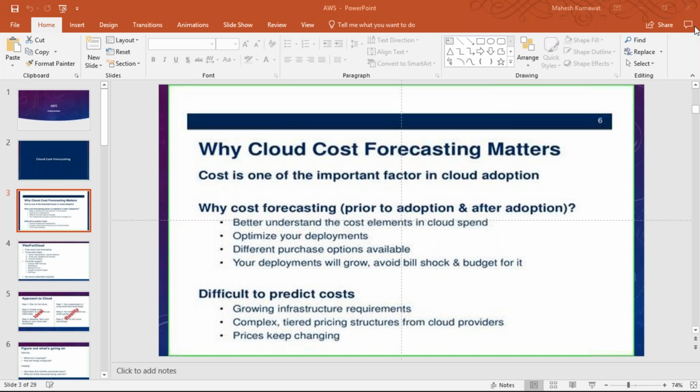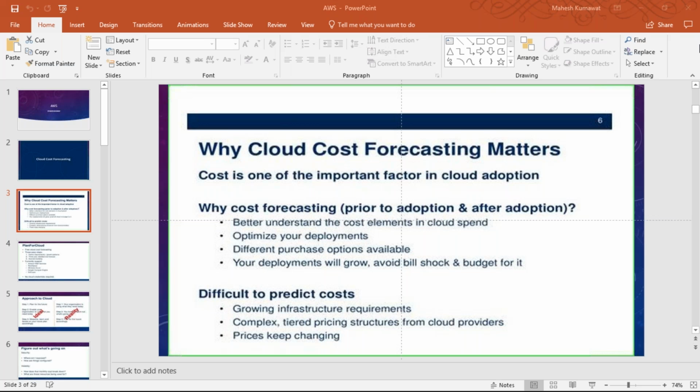You can just build your application, package it, and install it onto EC2 instances, and it provides auto scaling, a load balancer, and a public IP at the same time, and you can send your applications to a globalized environment. So we are talking about why cloud cost forecasting matters. Cost is one of the important factors in cloud adoption, right?